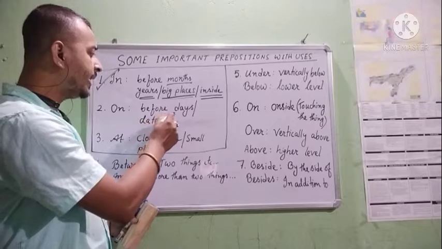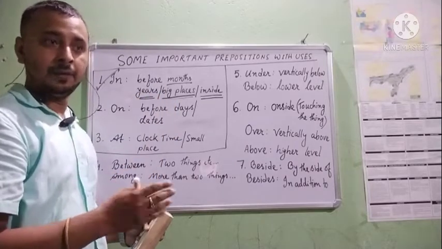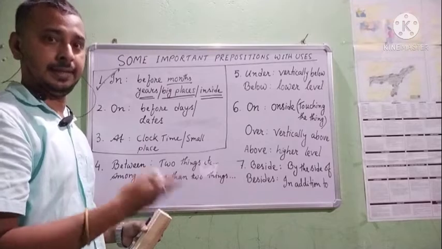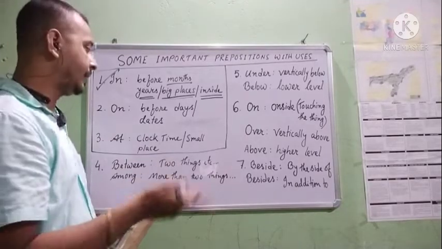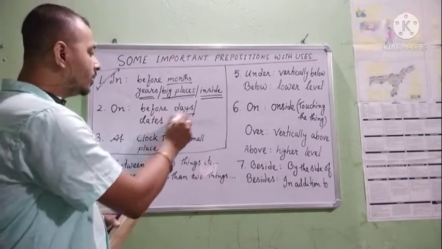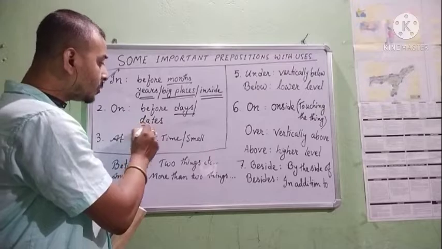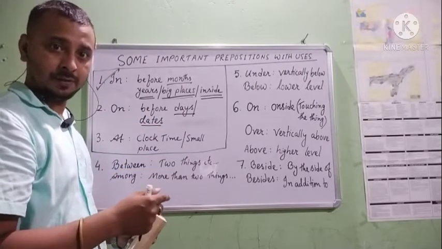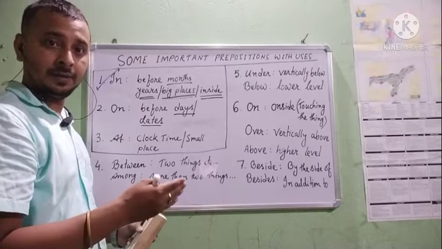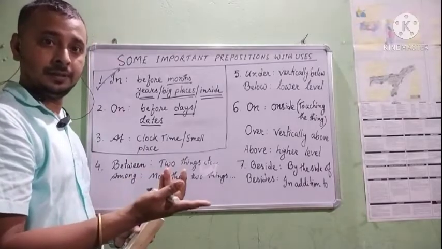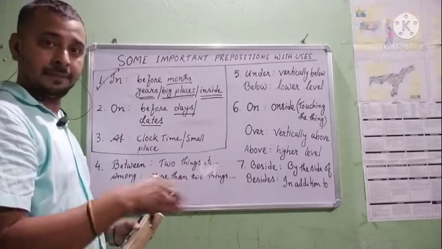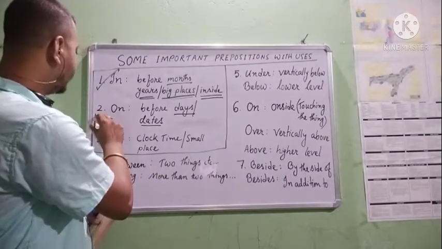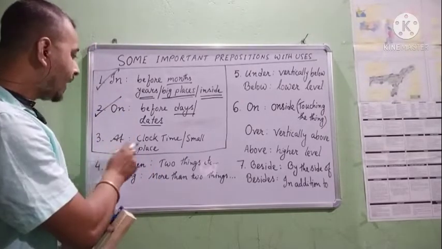Next, on. On comes before the names of days, like on Monday, on Tuesday, on Wednesday. Don't say Wednesday, Wednesday. On Thursday, like that. Or on comes before dates also. On 21st of August, on 22nd of July, on 23rd of October. Okay? My birthday is on 25th of October, like that. So this is on.